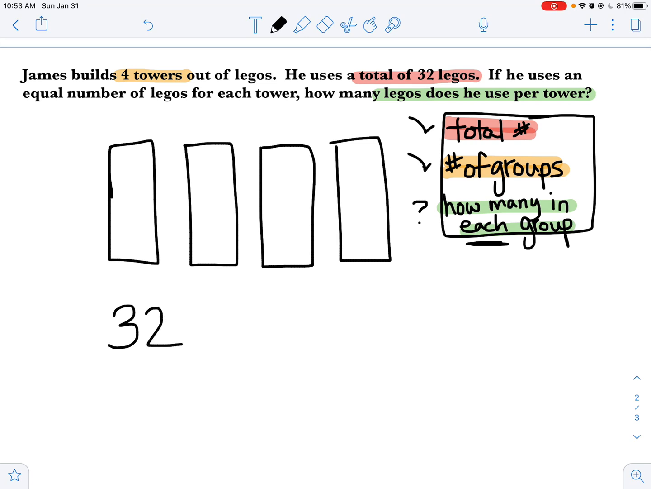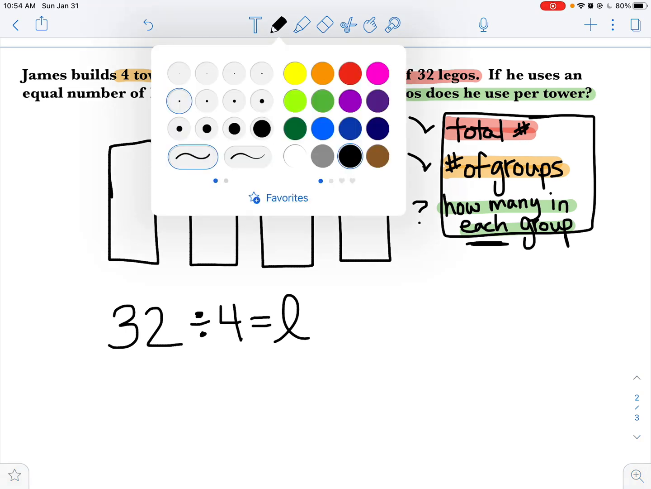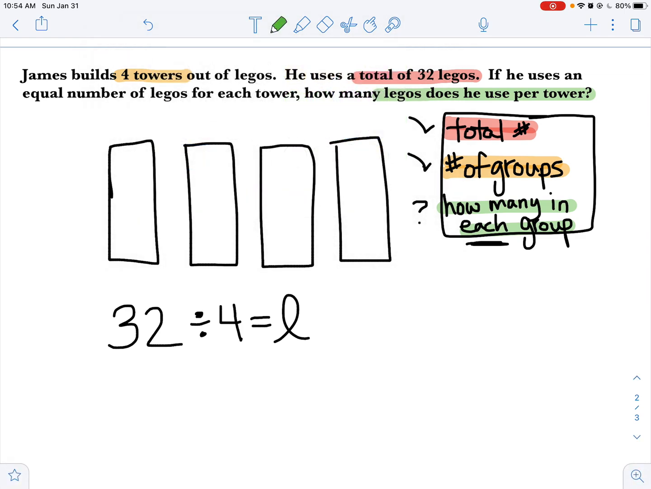We know there's a total of 32 Legos. We know he breaks it up into 4 equal groups or 4 towers. What we don't know is how many Legos he uses for each tower. And look at that, I used another L word, so I'm going to use L again. To find out how many Legos per tower, I'm going to have to take 32 things and divide it into 4 groups. So I've got 4 groups drawn. I can start parceling out 32 things. So let's get my green and let's do that.